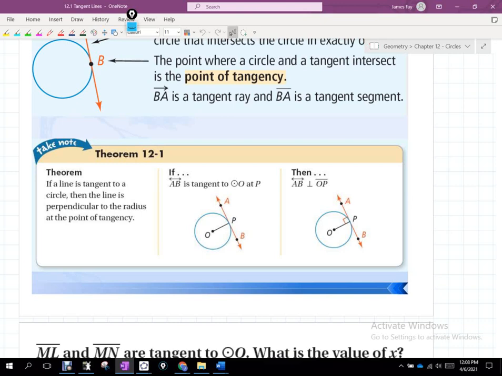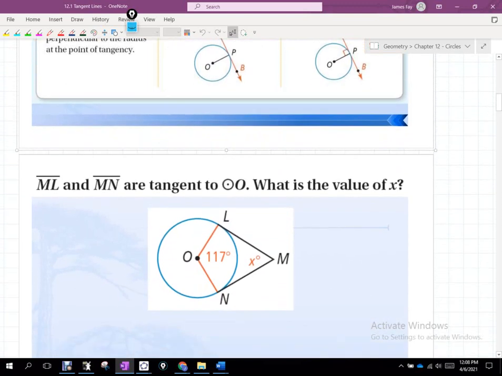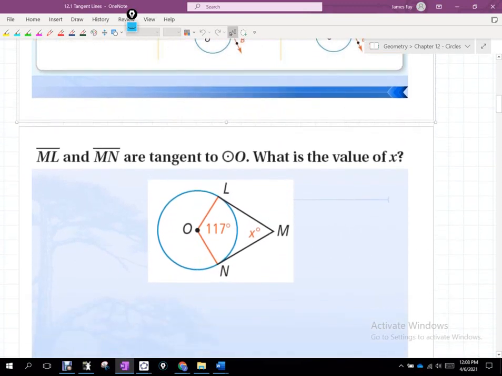So this says that the radius is perpendicular to the tangent line at the point of tangency. If you were ever to find a radius and some line out here that were perpendicular, then you would know that that line indeed is a tangent line. But that theorem allows them to ask questions like this.